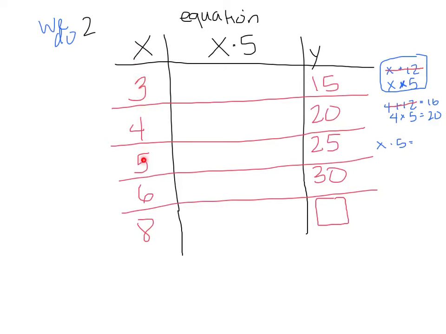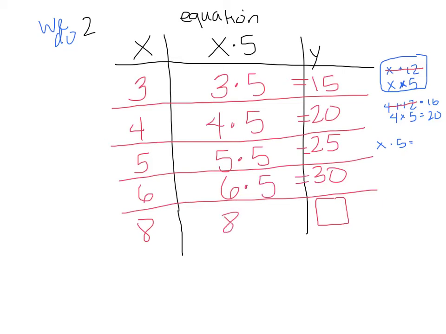remember this whole row is all the possibilities of x. So in this row only, x equals 3. In this row, x equals 4. In this row, x equals 5. So we're going to go ahead and go row by row. 3 times 5 does equal 15. 4 times 5 does equal 20. 5 times 5 does equal 25. 6 times 5 equals 30.